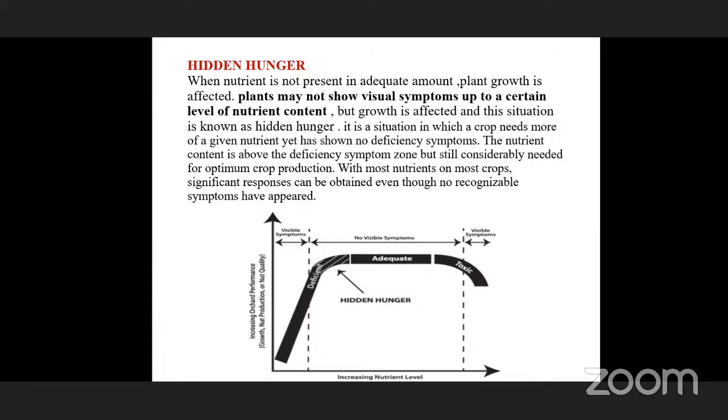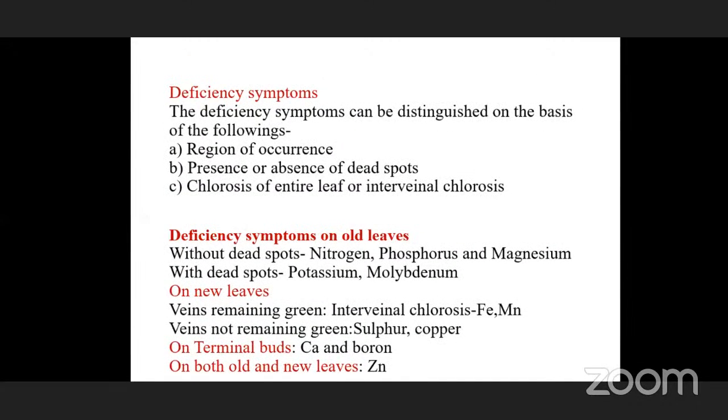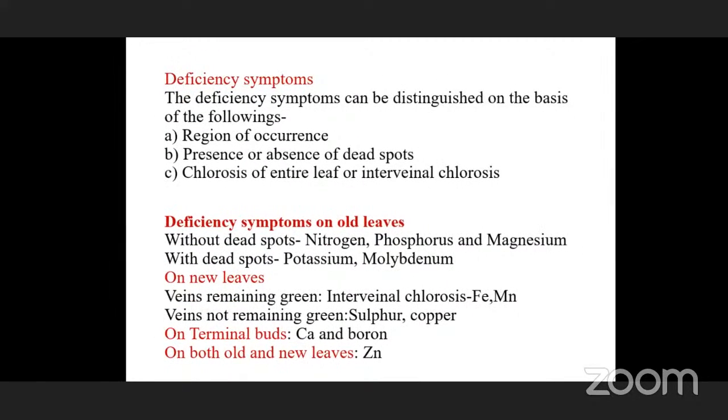Okay, with most nutrients or most crops, significant response can be obtained even though no recognizable symptoms appear. Deficiency symptoms can be distinguished on the basis of the following: the region of occurrence, whether there are dead spots or not, and how the chlorosis appears, whole leaf or interveinal. On old leaves, with dead spots and without dead spots. With dead spots: potassium and molybdenum. Without dead spots: nitrogen, phosphorus and magnesium.